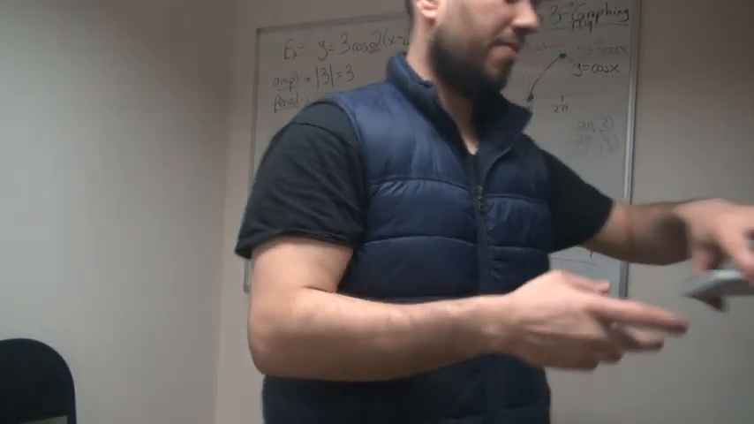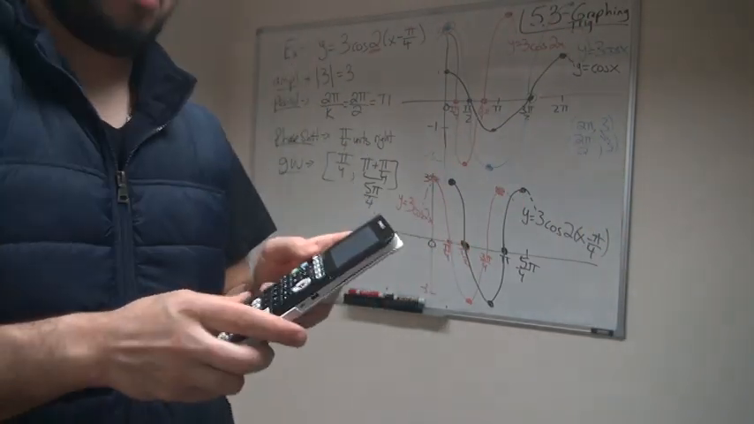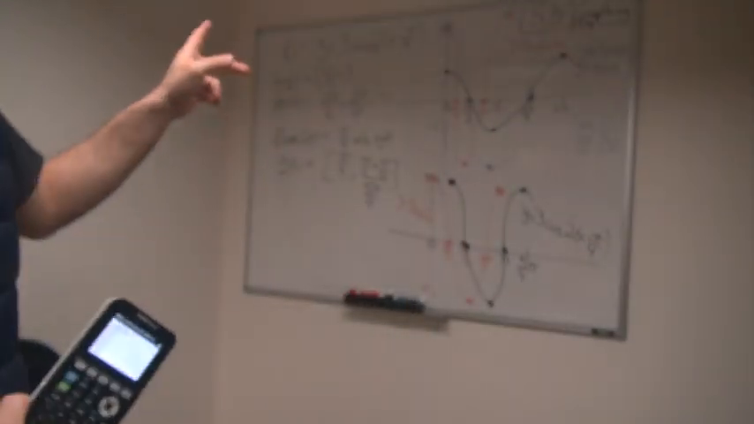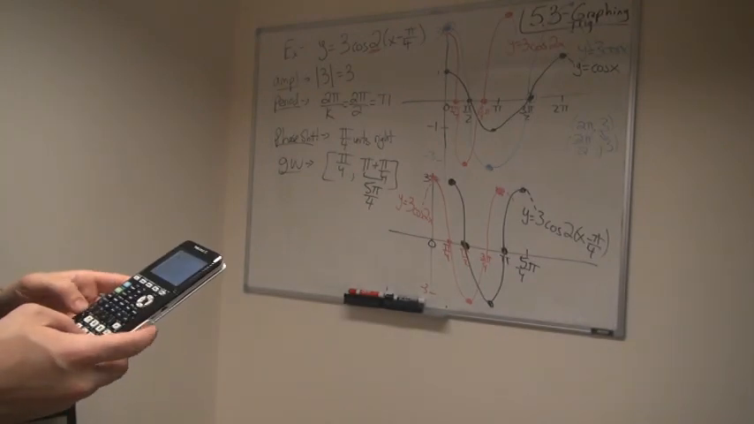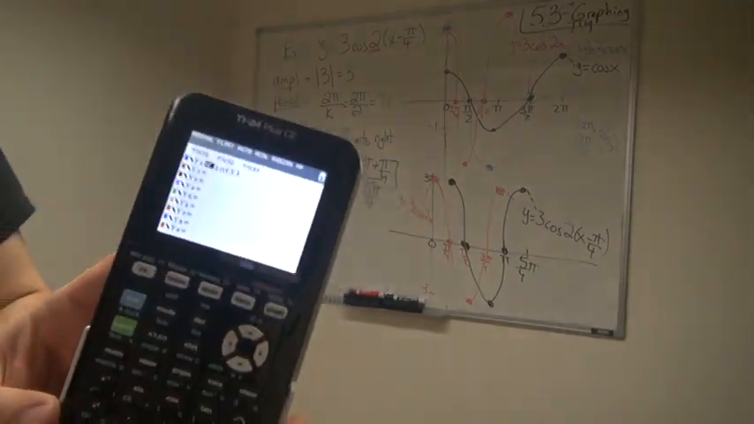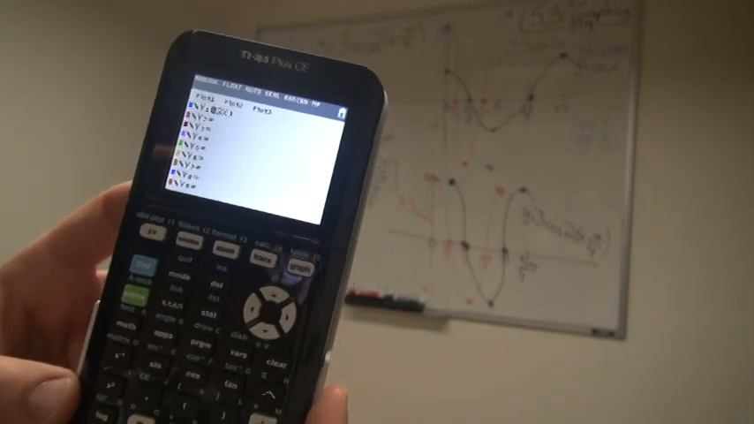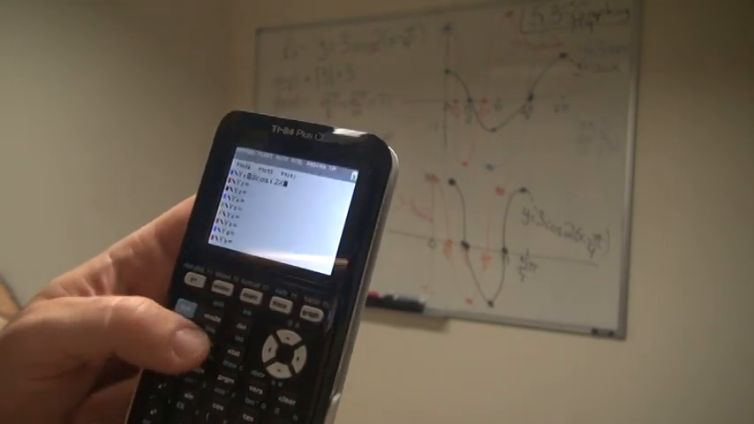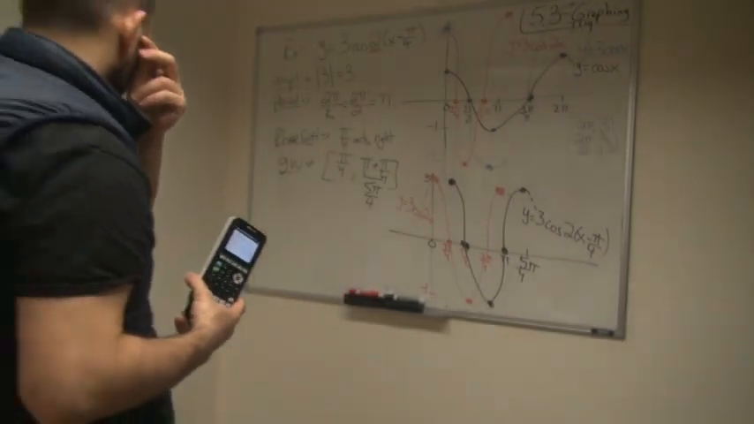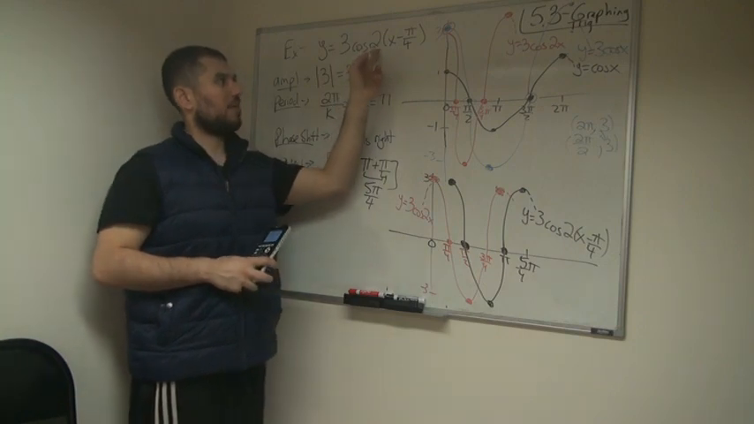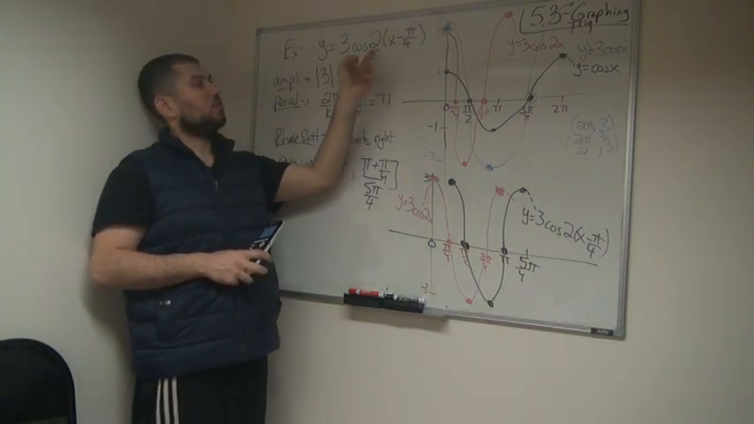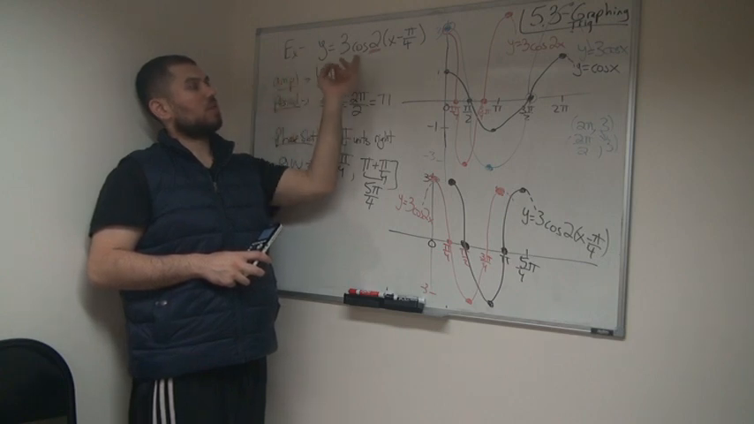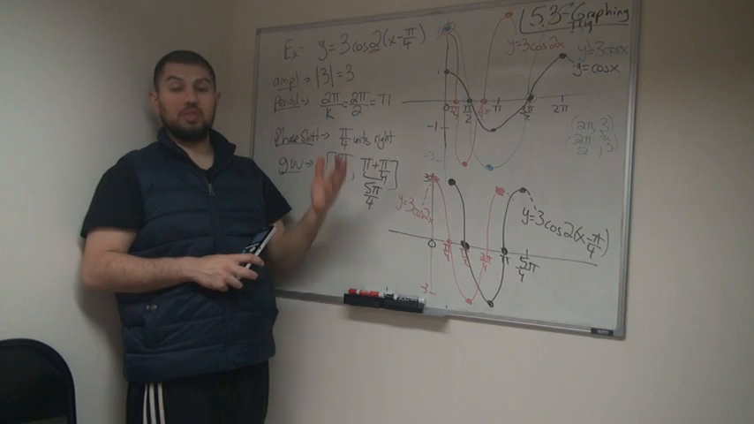How do I put this in my graphing calculator without messing up too bad? You go back into your y equals. Now we had 3 cosine 2 x minus pi over 4. So I'm going to type in 3 and then cosine. Now I can't just type in a 2x here because here I had a 2 outside of my parentheses. So this is going to be weird for me because technically once I hit cosine on my calculator, a parenthesis opens up automatically.